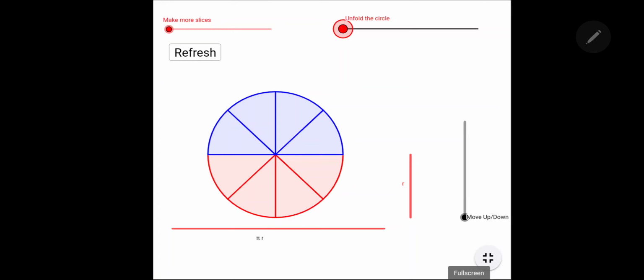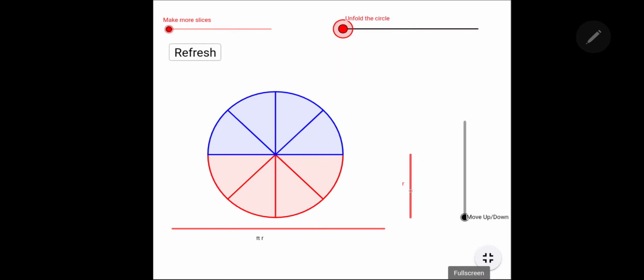Okay, here's our Geogebra demonstration. We've got a circle and we've got it cut up into eighths. Now let's talk about the colors for a second. The red here shows half of the circumference. We already know that circumference is 2 pi times the radius, or 2 radii times pi, right? So the red part is only half. So half of 2 pi r would just be 1 pi r, and that's why you see that here at the bottom of your screen.